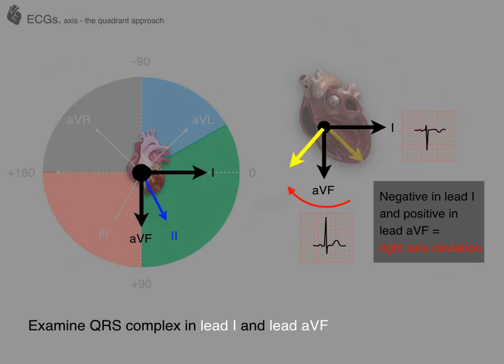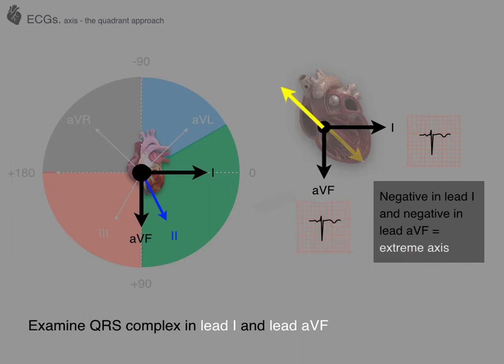If you have a negative complex in lead 1 and a positive complex in lead aVF, then that overall direction of ventricular depolarization has shifted round to the right outside of that normal axis range. So that would be a right axis deviation. An ECG in which you had negative complexes in both 1 and aVF could be considered to be an extreme axis.